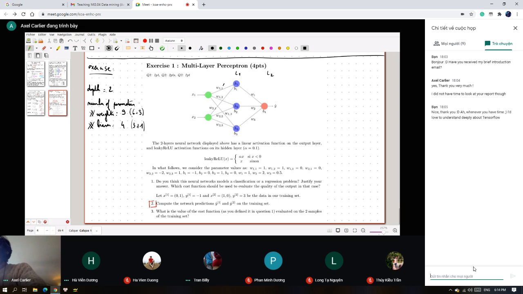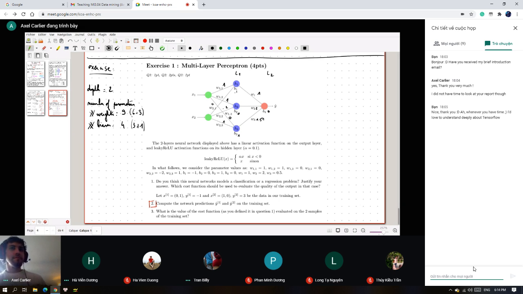W11 equals 1. W12 equals 1. W13 equals 0. W21 equals 0. W22 equals minus 2. And W23 equals 1. These are the first weights. Then we have B1 equals minus 1, B2 equals 0, B3 equals 1. And finally, B4 equals 0, W1 equals 1, W2 equals 2, W3 equals 0.5.